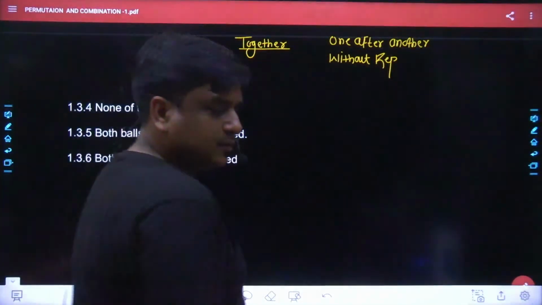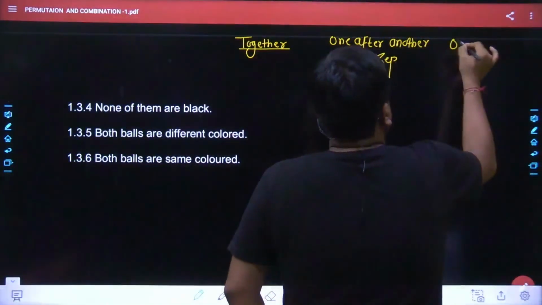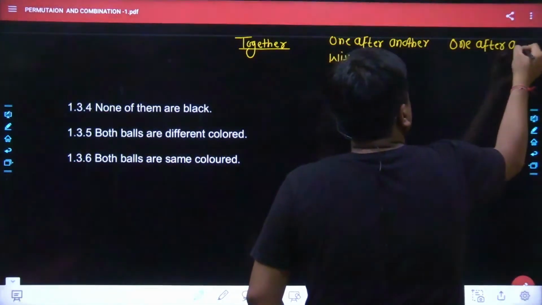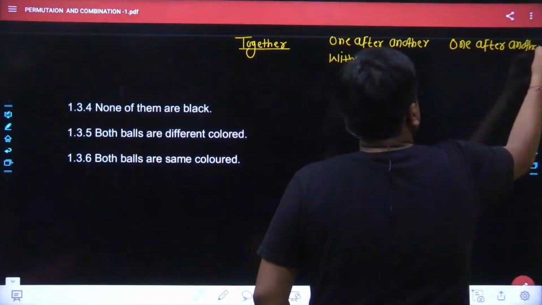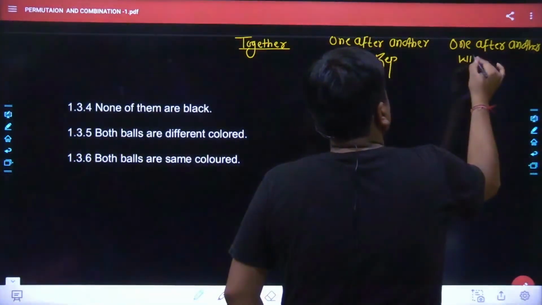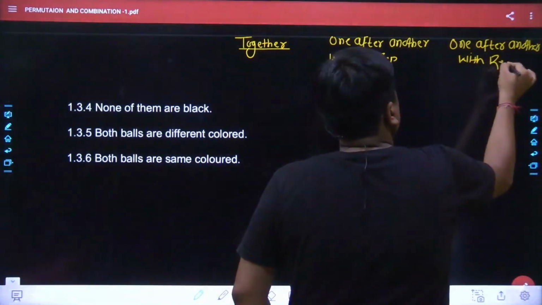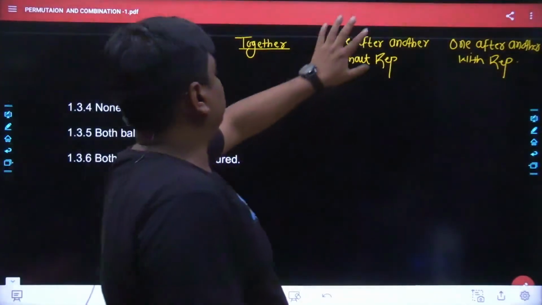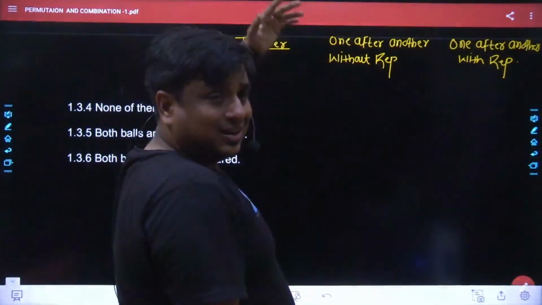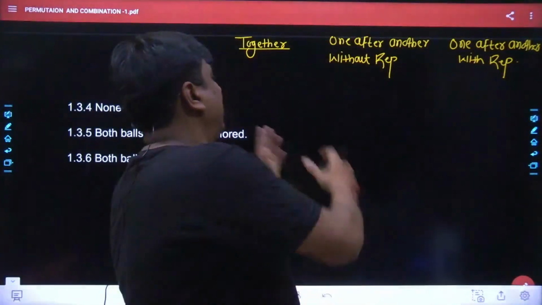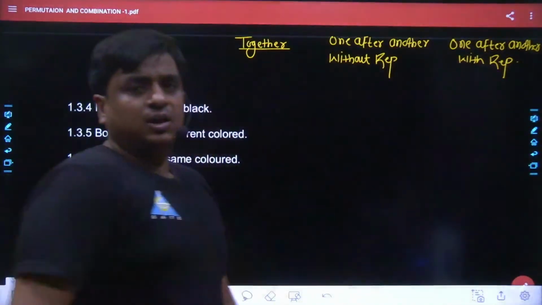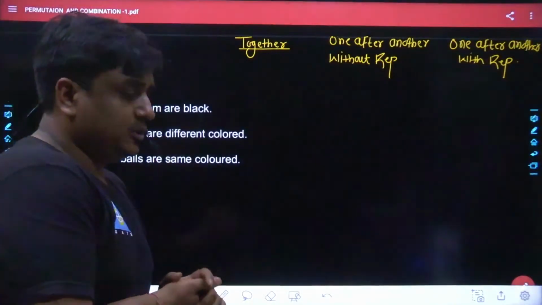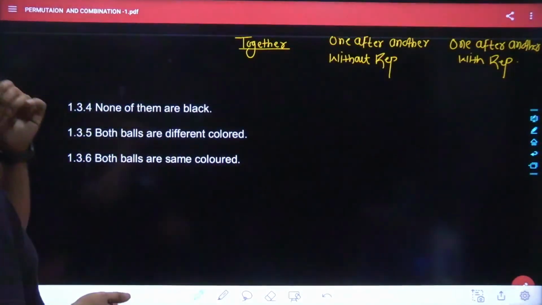And here comes one after another, with replacement. Although this kind of problem has already been done in earlier classes, if we have a one-to-one comparison nearby, you will have a better understanding, or you will be able to make a better concept. So here comes the first question.